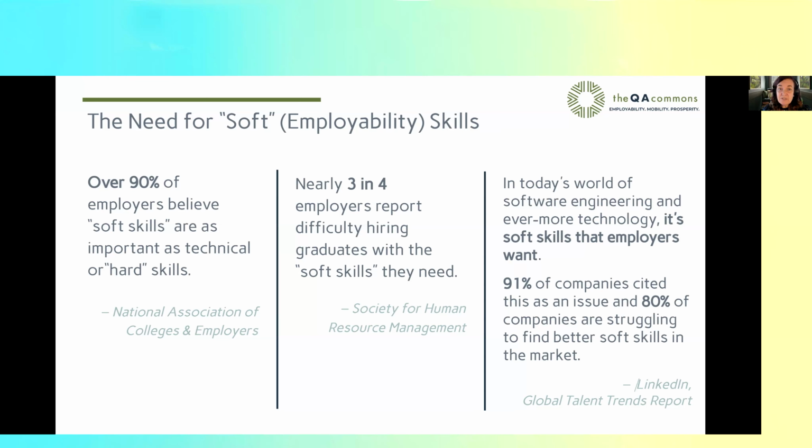So that is something that we address. When we talk about employability, as I mentioned, we're talking about these soft skills. It's one thing to set up a program on cybersecurity or some technical topic, but there are other things that come into play in the workforce and in career success. They're historically known as soft skills, but they're not that soft. Actually, they're very difficult. We talk about employability a little more broadly, but studies tell us that 90% of employers believe soft skills are as important as technical or hard skills. Also, nearly 3 in 4 employers report difficulty hiring graduates with the soft skills they need.